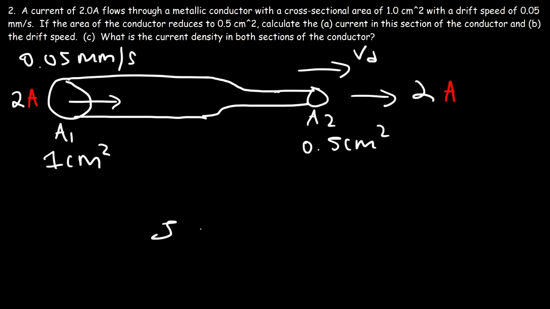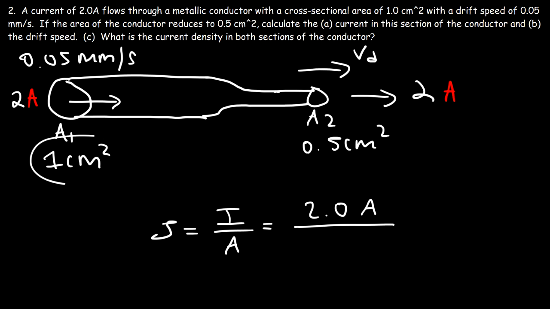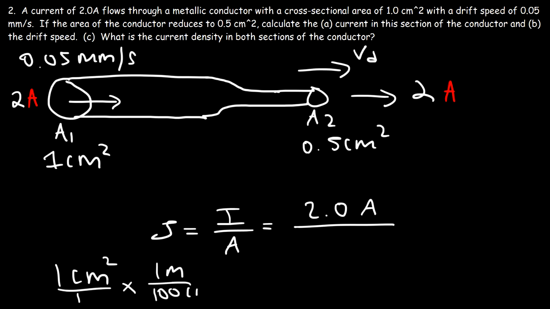We know that the current density is the current divided by the area. So for the left side, it's going to be a current of 2 amps divided by an area of 1 square centimeter. But let's get this answer in meters. So how can we convert 1 square centimeter to square meters? Well, we know that 1 meter is equal to 100 centimeters. However, we need to square it because we have centimeters squared. So it's 1 divided by 100 squared, which is 0.0001 square meters.